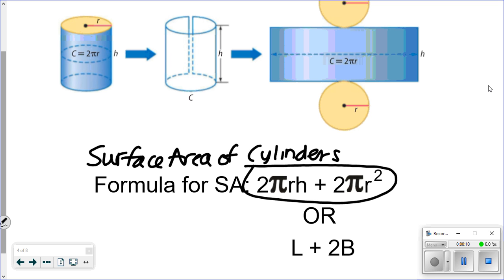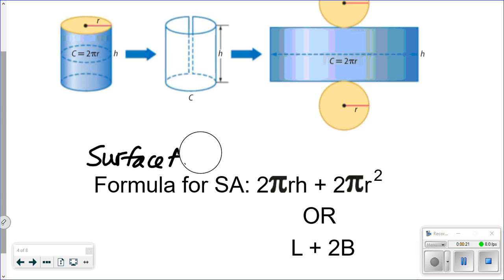2 pi rh plus 2 pi r squared. Now, if you look at that equation, there's a lot of things in there. It's pretty long. Is there something in it that you can see that you know already? Is there a formula inside here that you can see already, that you know?